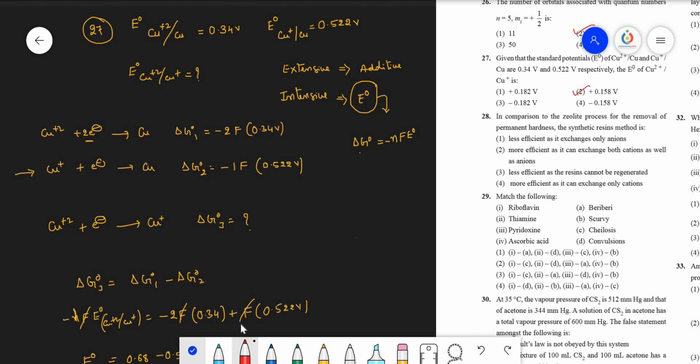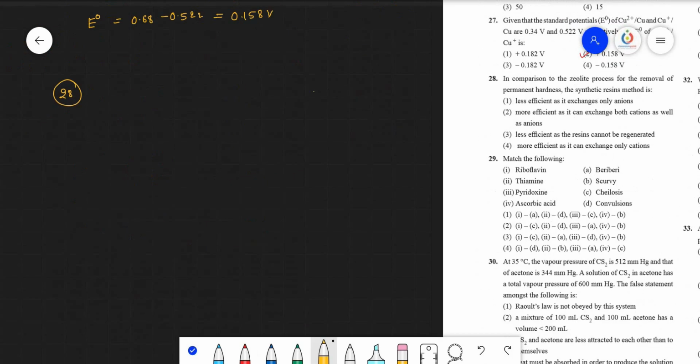So let us solve the question number 28. In comparison to the zeolite process, for the removal of permanent hardness, the synthetic resins method is. So they are asking different one. Less efficient as it exchanges only anions, more efficient as it can exchange both cations as well as anions. So for this the answer is second. Why? Because it is more efficient. Why? Because it can exchange both cations as well as anions. It is just theoretical question.